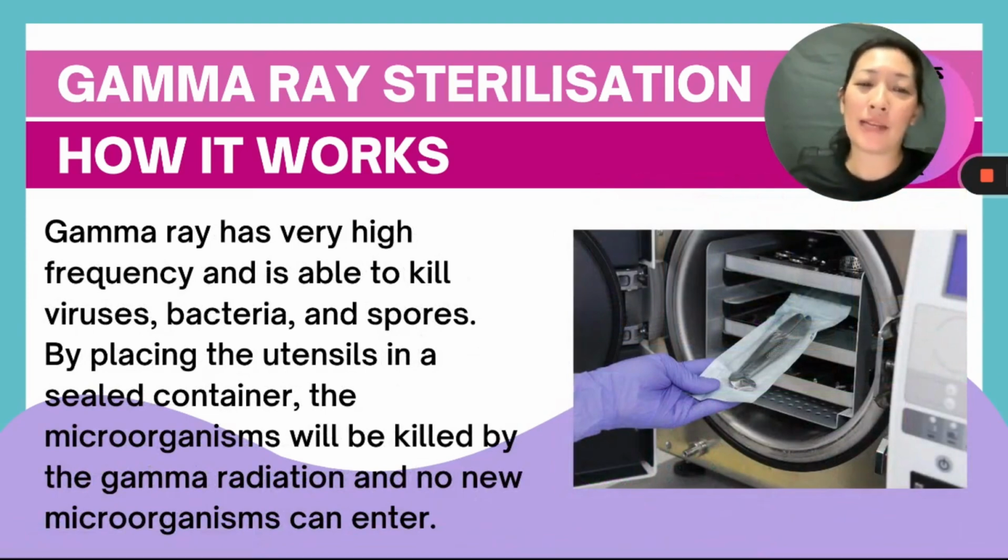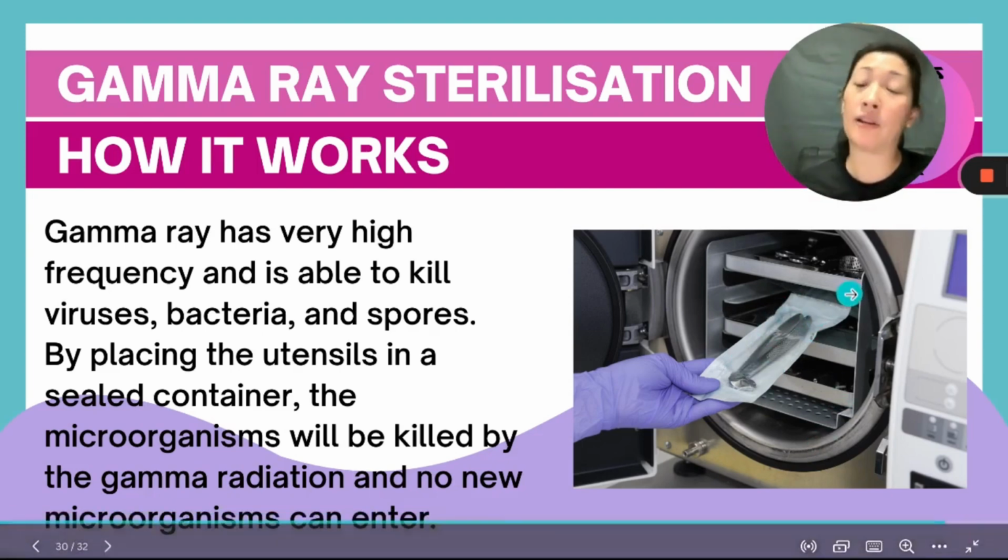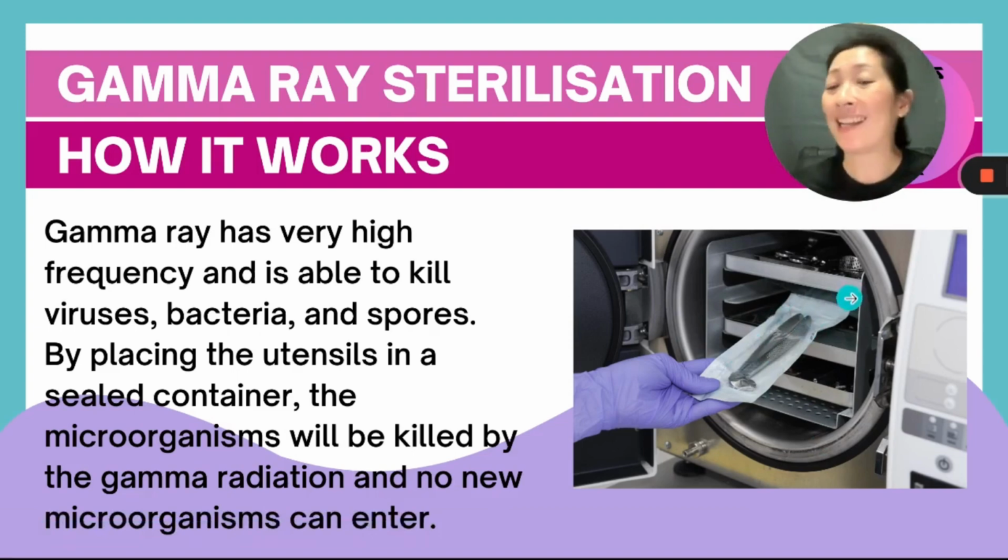Also, in terms of equipment sterilization, because again, the high frequency is able to kill the bacteria, the viruses, and spores. So we place all these utensils in a sealed container, put it into a machine called the autoclave, which basically shines gamma radiation onto the equipment. Just like with the food explanation just now, all the microorganisms that are trapped inside have been killed by the gamma radiation, but because they're sealed, no new microorganisms can enter.